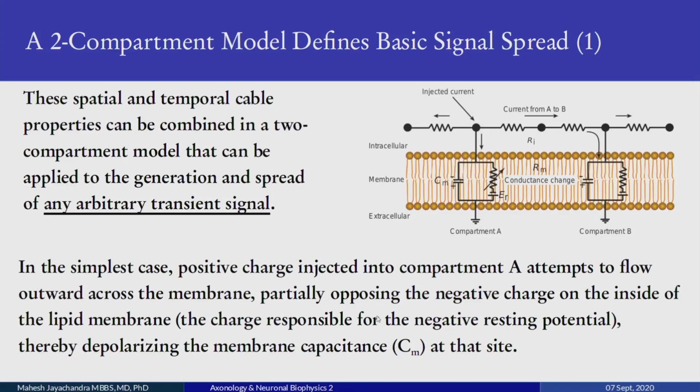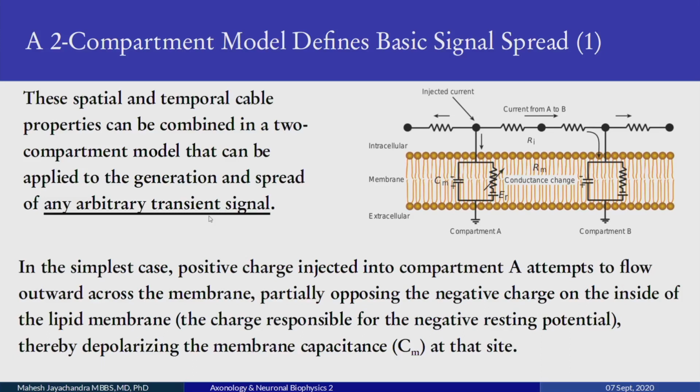So consider a two compartment model. Okay. So you have two compartments, there is one compartment here and there is one compartment here. Okay, this is compartment A and this is compartment B. So in compartment A you have its equivalent circuit, you have the capacitive term and you have the resistive and the EMF term, and likewise with B. Okay. So this very simple two compartment model can be applied to the generation and spread of any arbitrary transient signal.